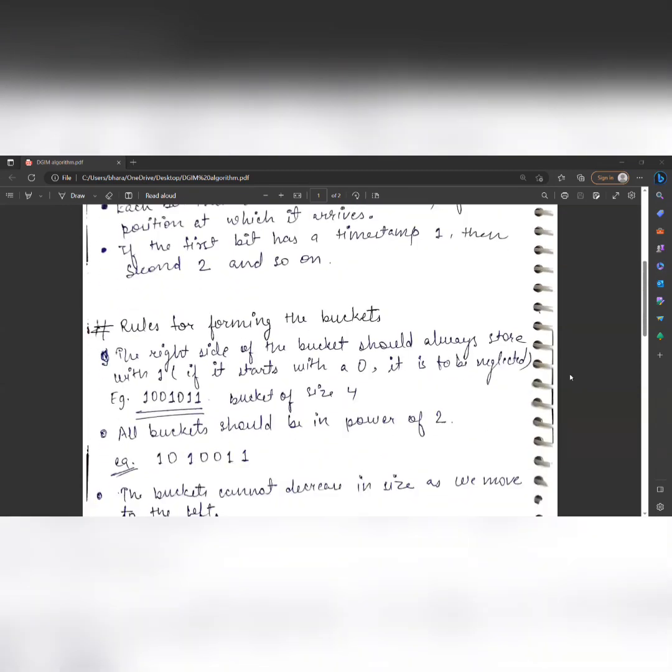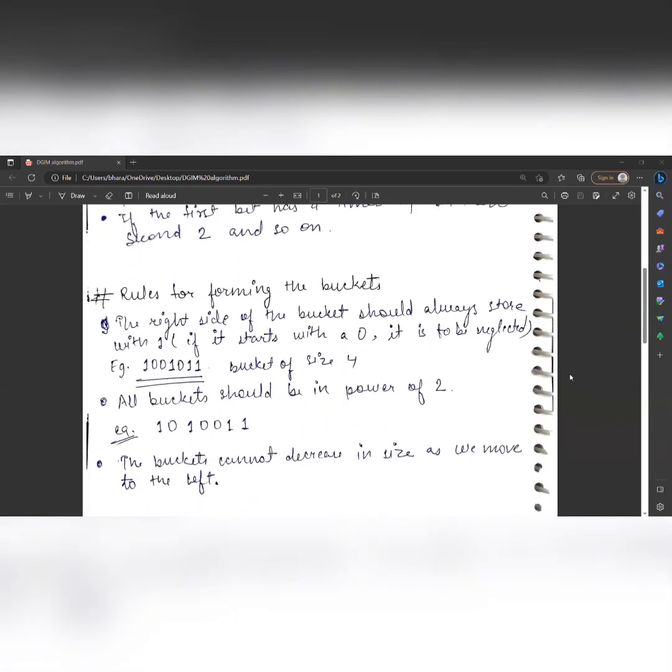Now, the rules for forming the buckets. So what is a bucket? Here we are considering that we are keeping all the bits in a bucket. The right side of the bucket should always start with 1. If it starts with a 0, that 0 can be neglected. Like we can see here, 1001011. From the right hand side, we start the bucket from 1.